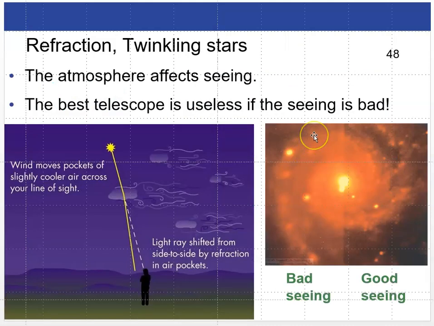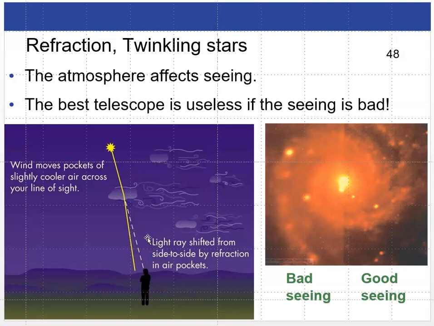Now, it also makes the stars twinkle at night because the atmosphere is full of these little pockets of warmer or cooler air. And of course, the density affects the index of refraction. And these things in the air are constantly moving. And suppose you're looking at a distant object, like a star. And as these pockets of warmer and cooler air move past you through your line of sight, they will affect the way the light gets refracted. So this makes the starlight scintillate and twinkle.